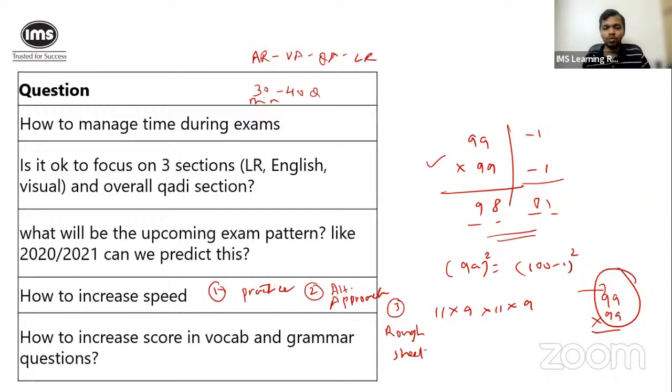How to increase score in vocab and grammar questions? So firstly, grammar is still in your control. So I will talk about the thing that is largely in your control rather than the thing which is beyond your control.